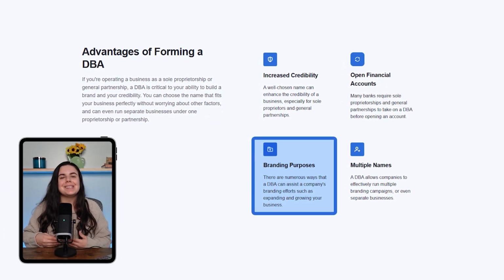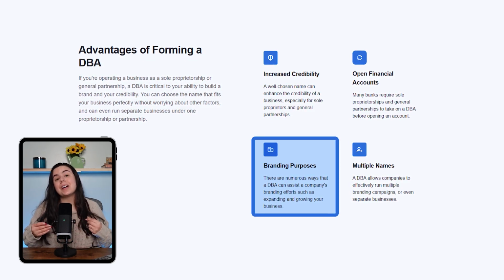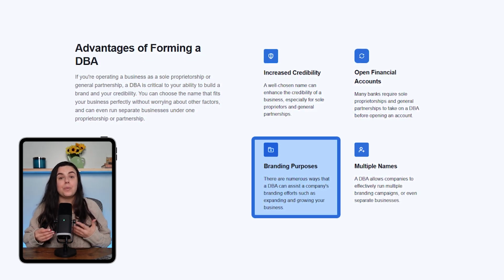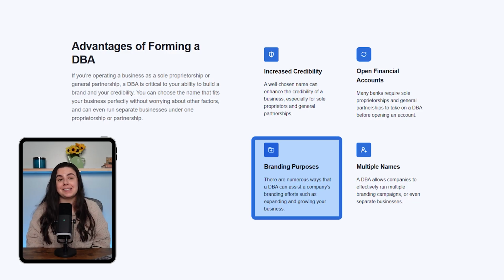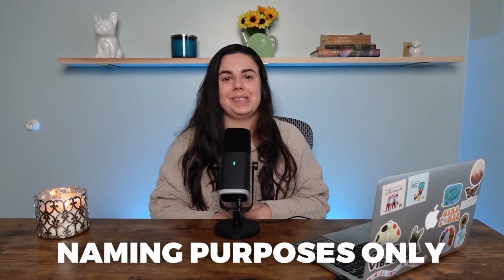They let businesses operate under a name that helps their customers better understand what's being offered by the business. Now, DBAs are solely used for naming purposes. They don't automatically give their owners any legal protection. And a DBA isn't a business entity.